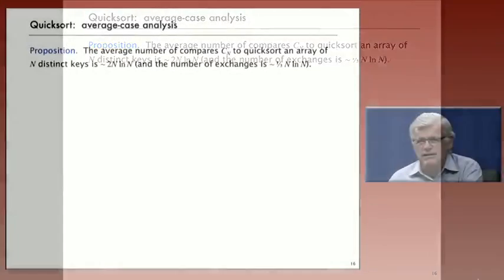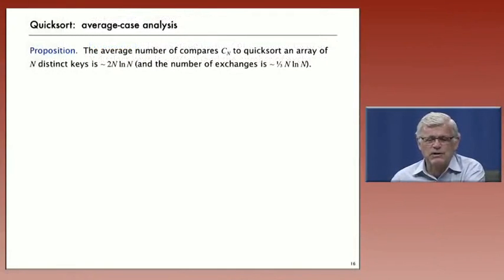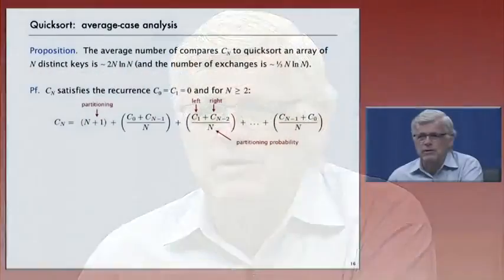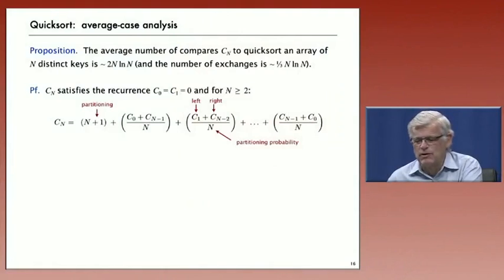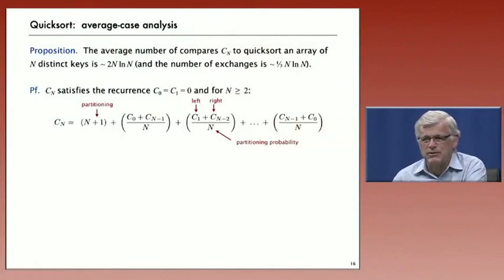The most interesting thing about the study of Quicksort is the average case analysis. This is a somewhat detailed mathematical derivation, but it's worthwhile going through the steps to really get a feeling for why it is that Quicksort is quick. So what we do, as we did for merge sort, is write down a mathematical recurrence relation that corresponds to what the program does.